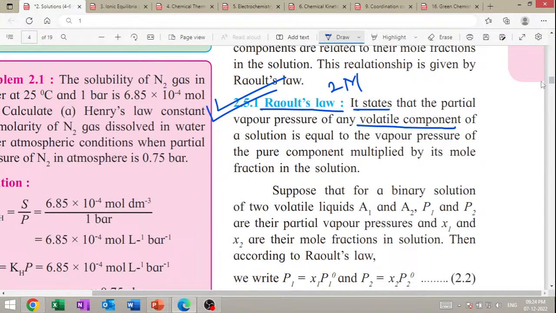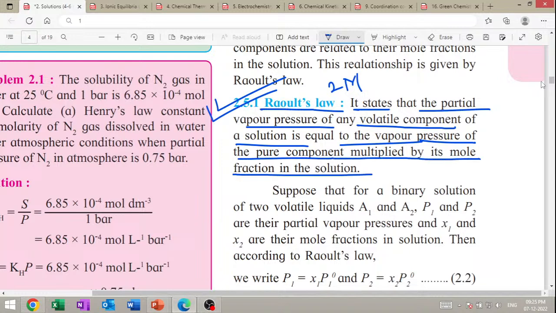Okay, this is a statement. The partial vapor pressure of any volatile component of a solution is equal to the vapor pressure of the pure component multiplied by its mole fraction in the solution. Yes, this is the statement. This is asked for 1 mark, and another 1 mark for the equation.